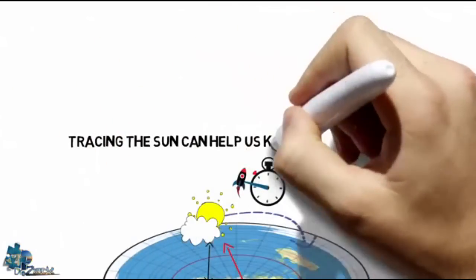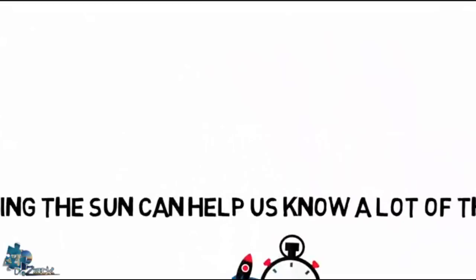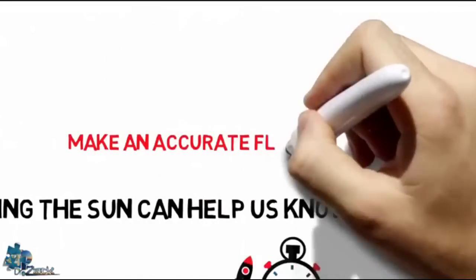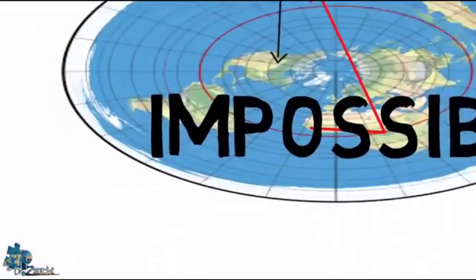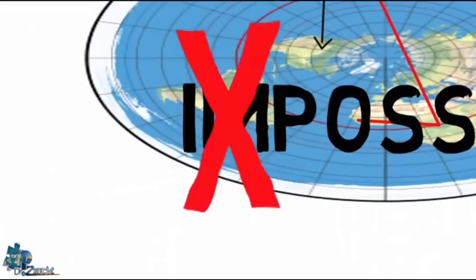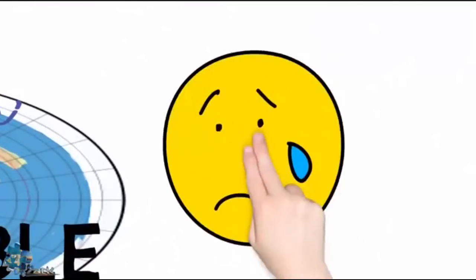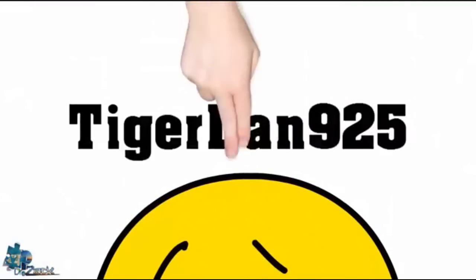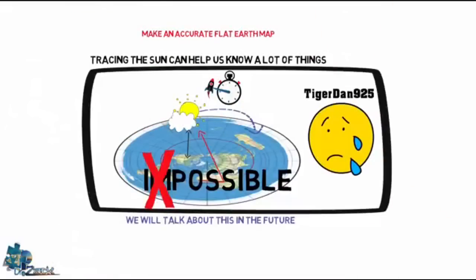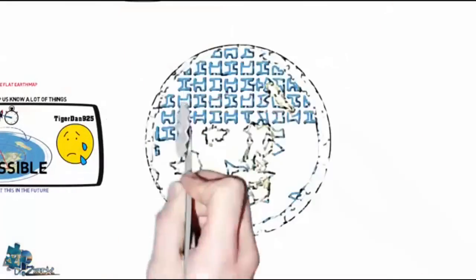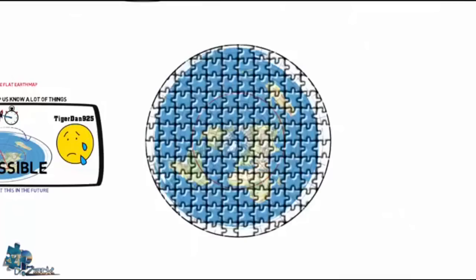Tracing the sun can help us know a lot of things, and the most important thing that we should start with is to make an accurate flat Earth map. No, it's not impossible. We just need to help each other. But we will talk about this in the future. And don't worry, I'm not going to reject the flat Earth just because I can't draw the flat Earth map. It's like a puzzle to me, and I am a big fan of puzzles.